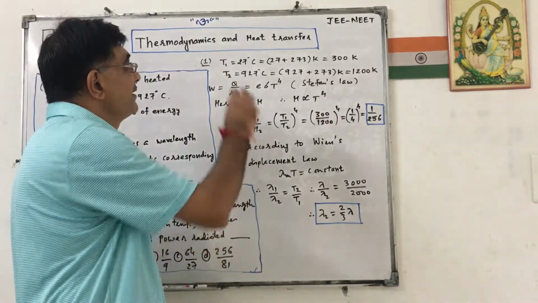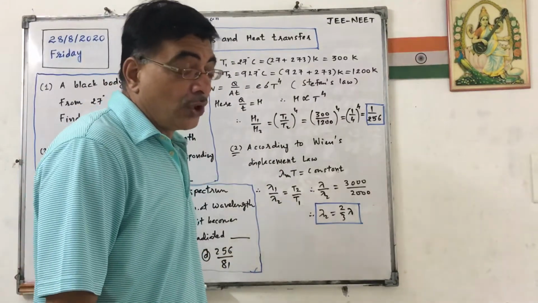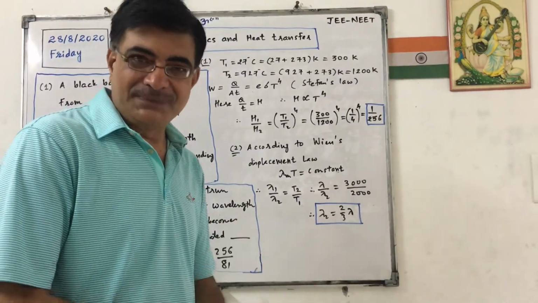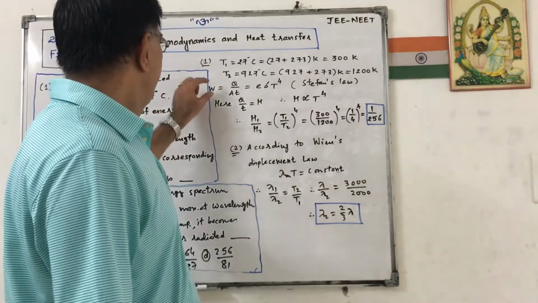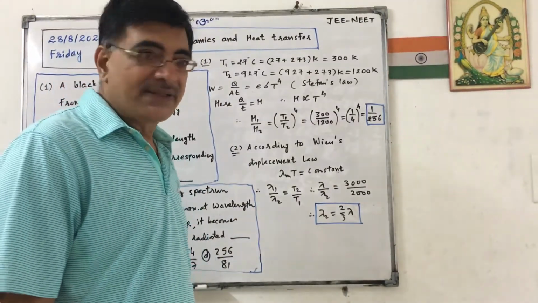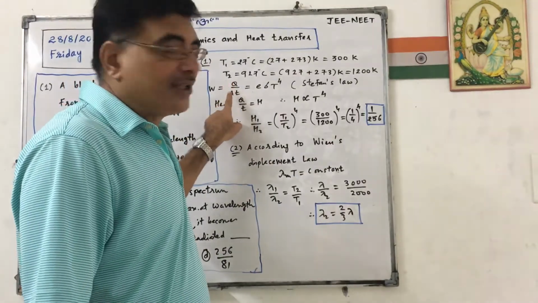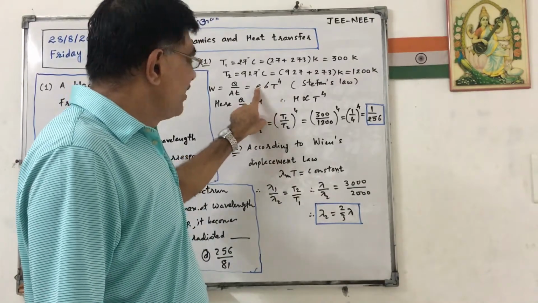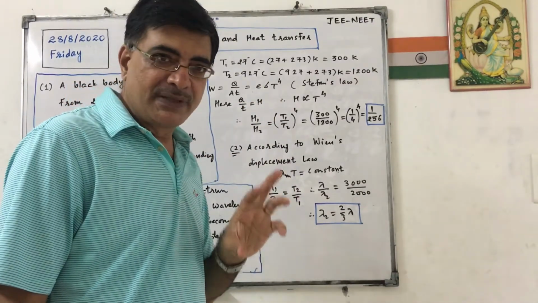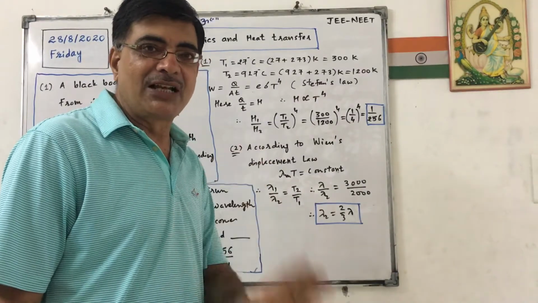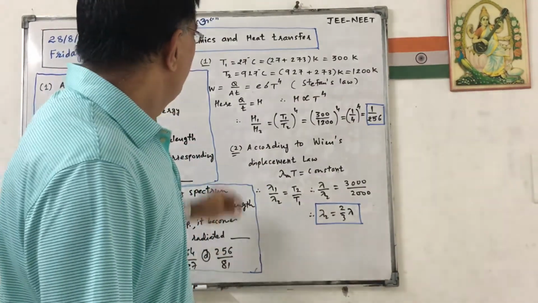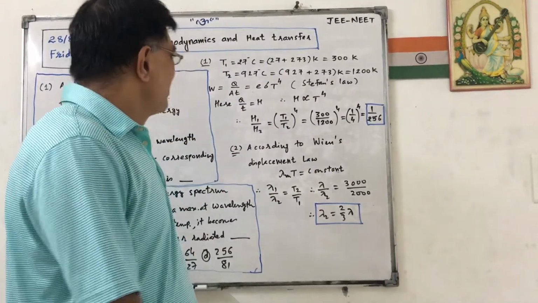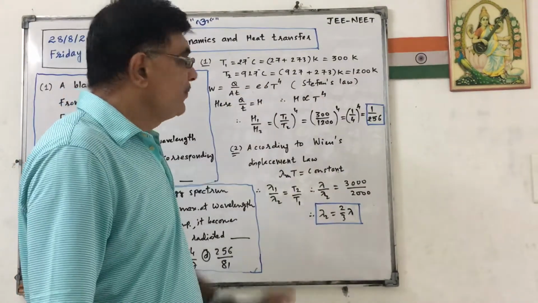Now we know that there is the law of Stefan and Boltzmann. In short, we can say Stefan's law. It is about total emissive power, that is heat radiated per unit area and unit time, equal to e sigma T raised to 4. e is emissivity, sigma is Stefan Boltzmann's constant, capital T is temperature in Kelvin. Q by t can be taken as H, the rate of heat flow. So we can say H is proportional to T raised to 4.